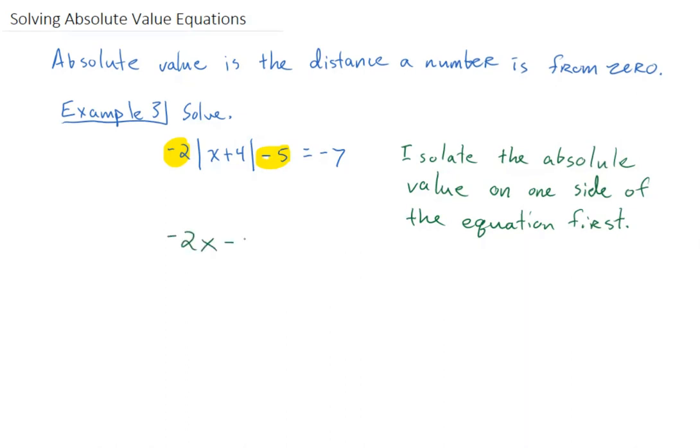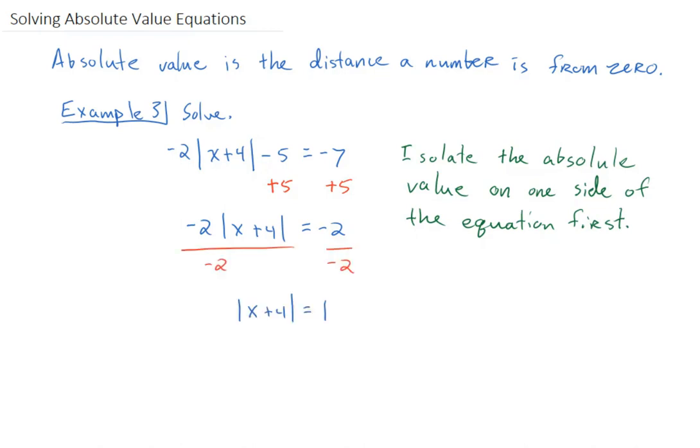If I had negative 2x minus 5 equal to a negative 7, I would get x by itself by adding 5 to both sides and then dividing by negative 2. So we're going to do that same process, but there's an absolute value there. So I start by adding 5 to both sides. That gives me negative 2 times the absolute value of x plus 4 equal to a negative 2. And then I can divide both sides by the negative 2. And that gives me the absolute value of x plus 4 equal to 1.